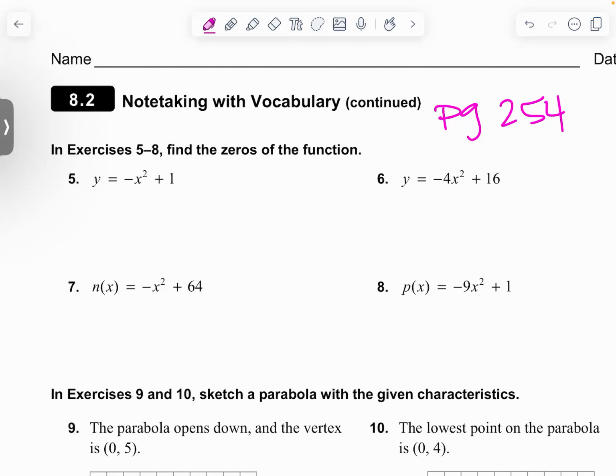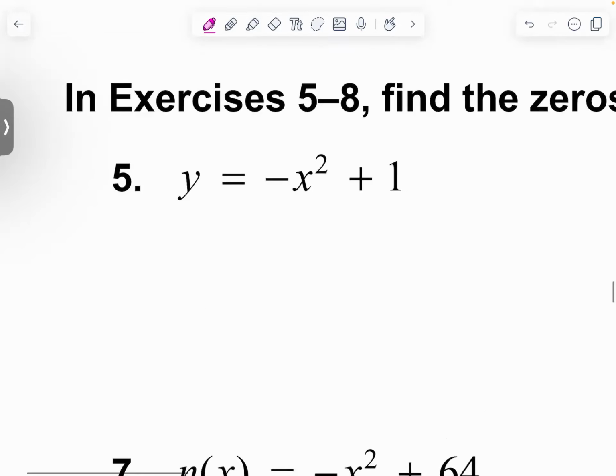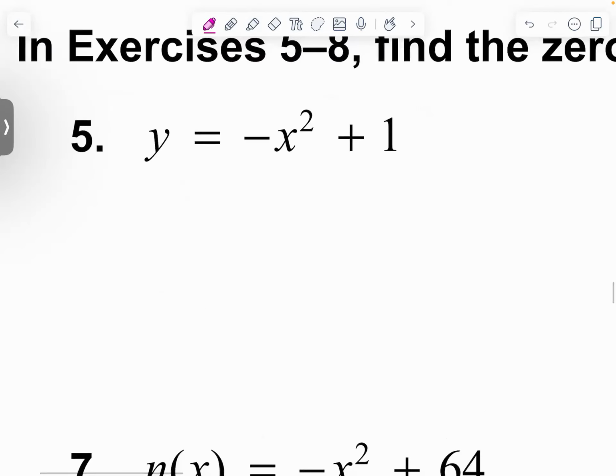So we're specifically going to look at these 4 problems right here. Okay, so I want you to look at number 5. Okay, Brooks, could you describe to me what this graph looks like?